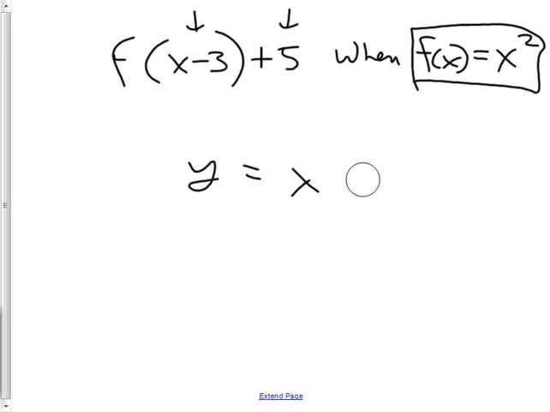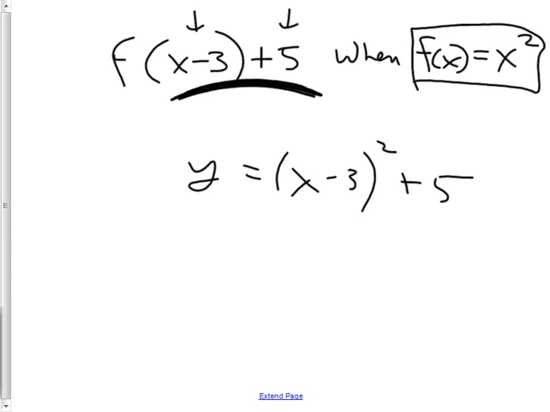So now I take it and I go, okay, well, it's going to be x squared written a little looser here, so I have room to stick stuff in there. And then I go minus 3 and plus 5. That's it. Get that? All it is, this tells me what to do: move it 3 to the right and move it up 5. And this tells me what function to use.